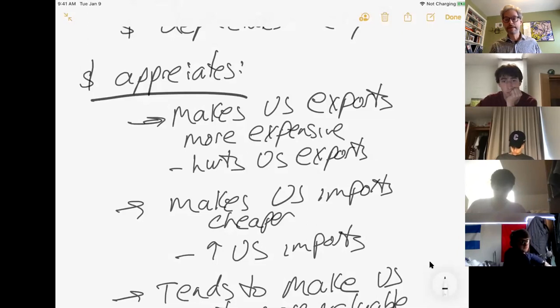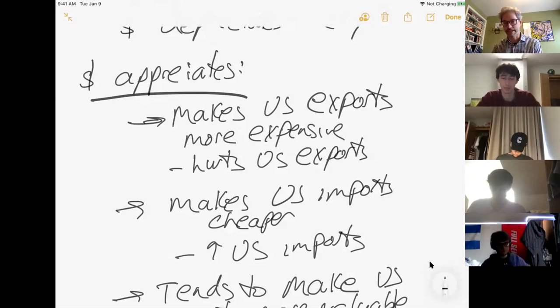So it should never be the goal of monetary policy or the goal of exchange rate policy to make your currency strong or to make it weak. And when you hear policymakers or politicians talking that way, it really tells you they don't quite understand what they're talking about, quite honestly.